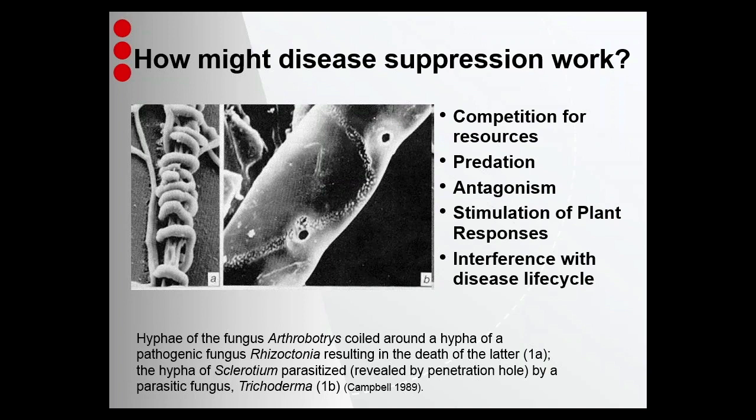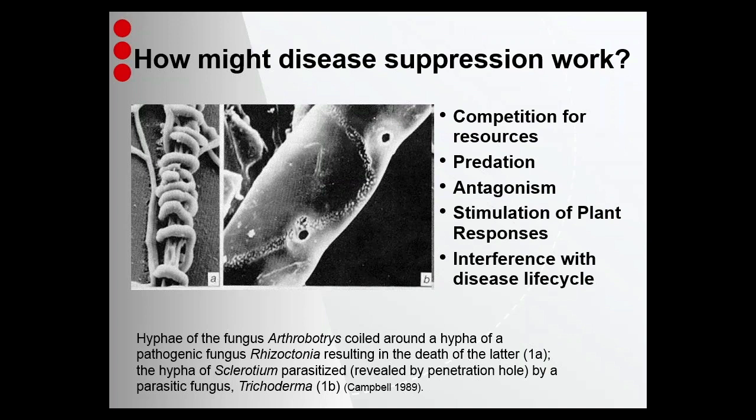One is simply competition for resources. And this is likely a very common effect. In soils, we consider this the general suppression effect, which basically means if you have a large population of beneficial or neutral microorganisms, it's less likely that any particular population, including a pathogen, is going to really explode because there's simply a lot of competition for nutrients and for space.